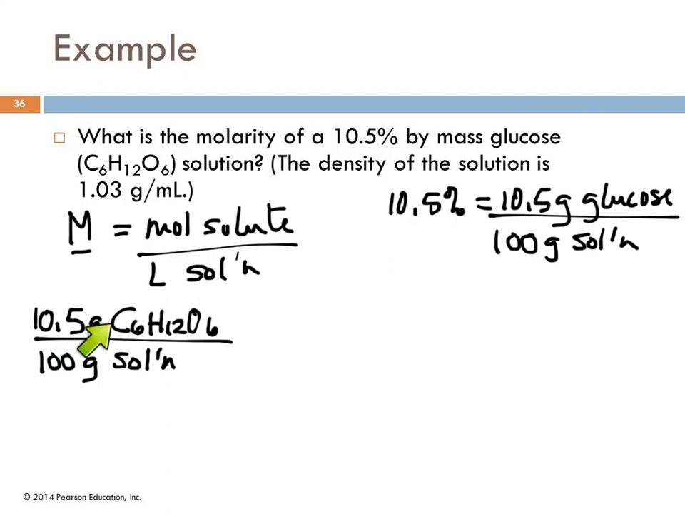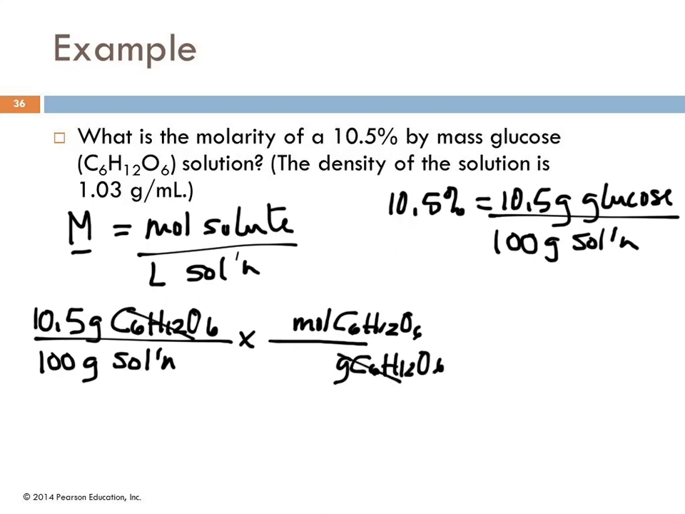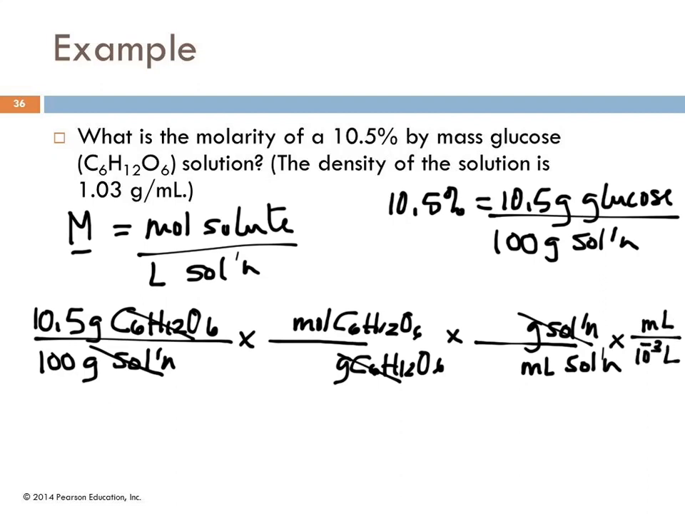I need to get grams of glucose to moles of glucose. That's not hard. I'm going to multiply by moles of glucose and divide by grams. So that's going to work out. Now I've got the moles on top. I need liters on the bottom. I've got grams. But the density could get me to milliliters, couldn't it? So I could multiply by grams of solution per milliliter of solution. And then the grams are going to cancel out. And then I just need to convert to liters. I'm going to have milliliters on top and liters on the bottom, and milli means 10 to the minus 3.